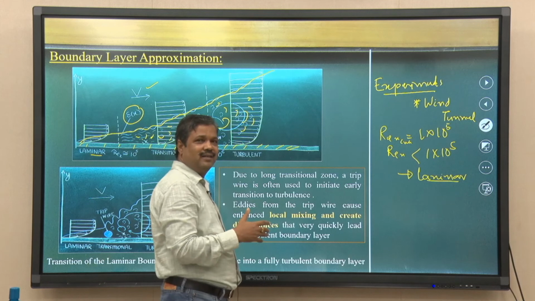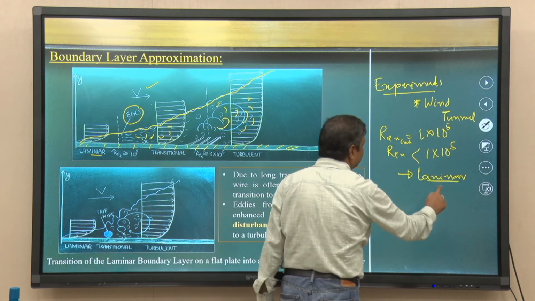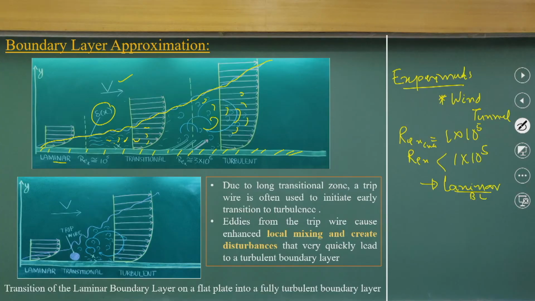So, if I have laminar and turbulent boundary layers, we can find out these Reynolds numbers, because you know the free stream velocity, you know this x value, you know the fluid kinematic viscosity. So, you can find out whether it is below the critical number, which is 1 lakh. If it is less than 1 lakh, that is a laminar boundary.